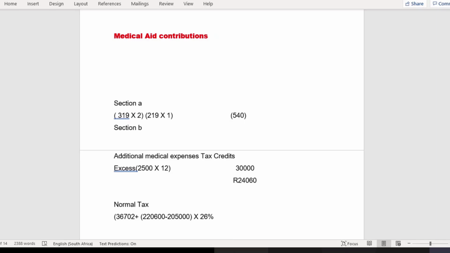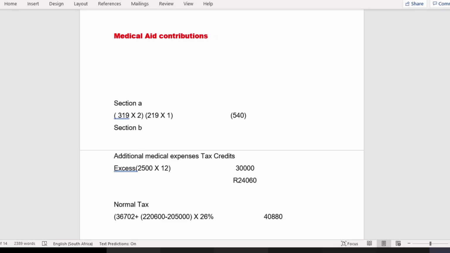But do you have an idea as to what I am talking about? So given the amount of 40,884, this is going to be your normal tax final figure calculation. It's 26%, so it's going to be 40,884. So that's your normal tax adjustment calculations, right?